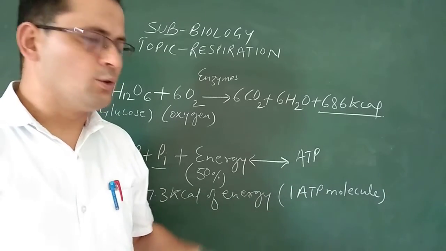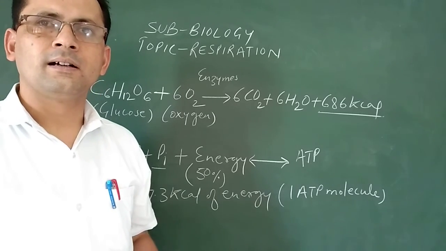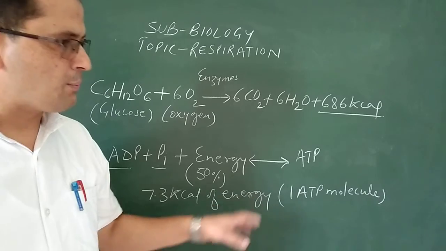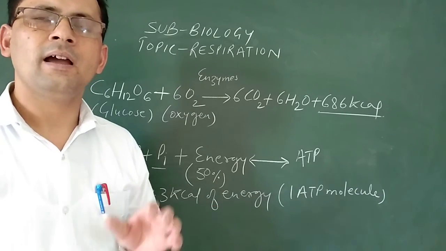And you know, beta, these ATP molecules are known as the energy currency of the cell because they provide energy to the cells to perform various activities.